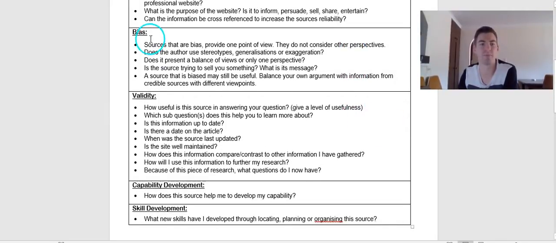Moving on down to bias. So we'll talk about bias a lot. A bias is essentially just providing one point of view. So when you're doing topics, say for example vaccinations, you find that lots of sources can be quite biased because they only refer to one side of the argument. They might say, no, vaccinations are the worst thing you can do. They give you autism, etc. And they will only present evidence that suggests that that is true.